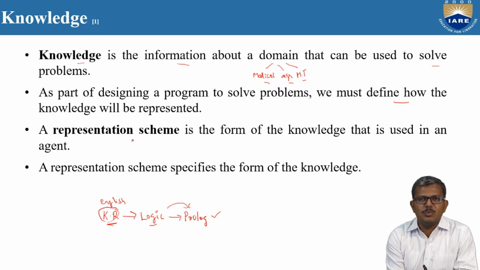So definitely there should be a representation scheme. We need to follow certain approaches or schemes which help us represent the knowledge in a proper way, so that it can be used by the AI agent. These representation schemes specify the form of the knowledge. Here the knowledge is represented in English statements, here in the form of logic, and here in the form of Prolog statements. So that is all about the logic.